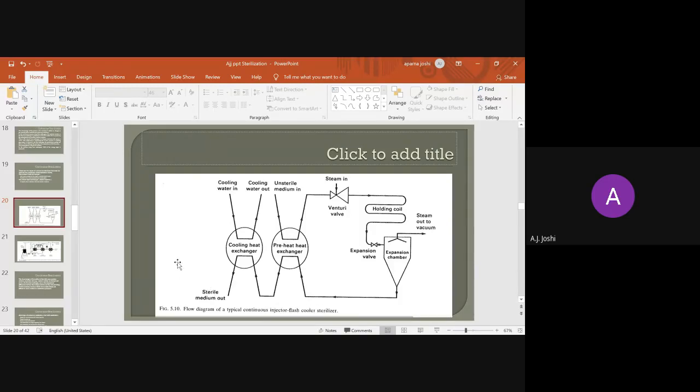That means the heat exchangers are added, or the indirect heat exchanger, by injecting the steam. So here it is the expansion chamber, that is the holding coil, and the flow is likewise. And this is the sterile medium out. So these are the preheat heat exchanger, and this is the cooling heat exchanger. In our last discussion, we have seen that the fermentation media, that is non-sterile fermentation media, is initially passed through the heat exchanger for preheating.